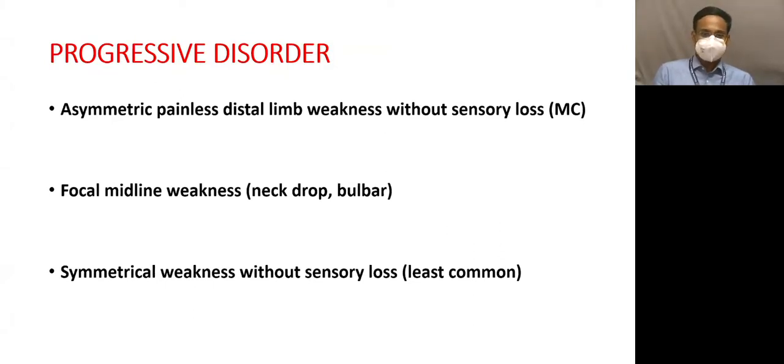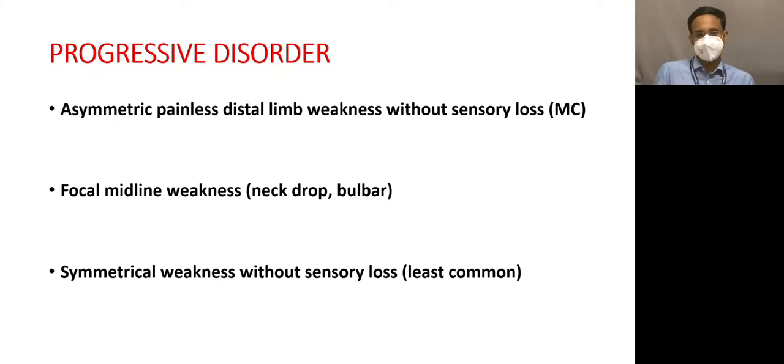The second common presentation is focal midline weakness, for example bulbar or neck drop, progressively involving the neck muscles, especially the neck extensors, and they come with a neck drop. Some of you might have seen such patients coming with a collar to your OPD, the collar preventing a forward drop. Quite often we mistake them for having a cervical spondylotic problem and refer them. One never gets such problems with cervical spondylotic disease. So it is a neck weakness that one is seeing there.